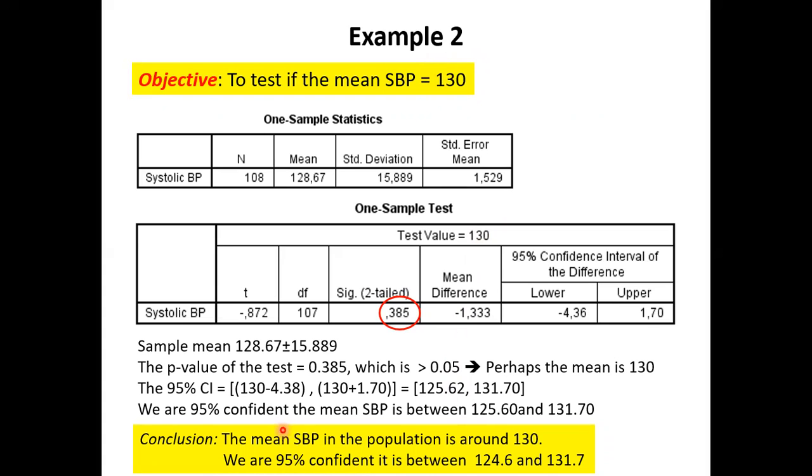So conclusion, that's objective. This is analysis. These are results. So conclusion, the mean of the population is still around 130. We are confident 95% between 1 to 4 and 113, where 130 falls inside. So conclusion, the mean is still around 130. Questions?